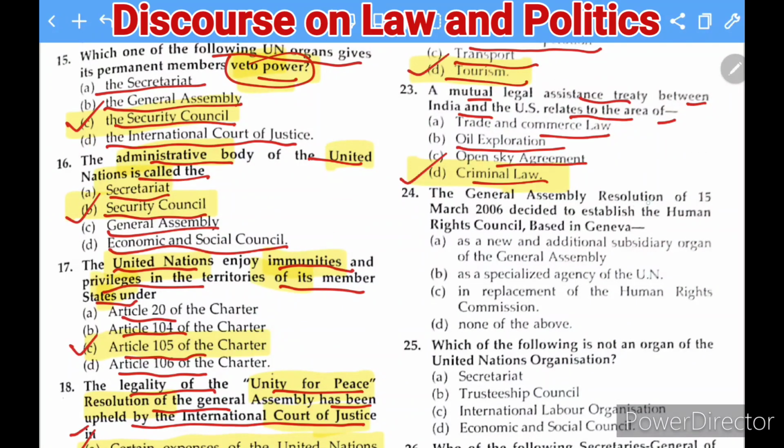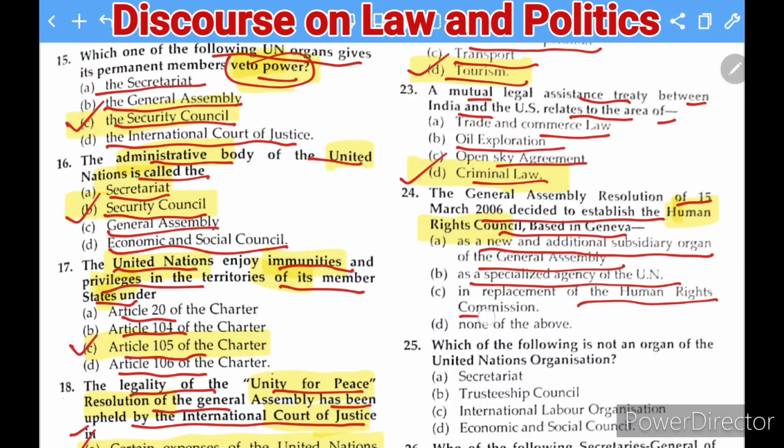The General Assembly resolution of 15th March 2006 decided to establish the Human Rights Council based on. So you all know that in 2006 we have one body, that is the Human Rights Council. So this was based in Geneva on what principles, on what ground? As a body of UN or like that. So the options which are given here: as a new and additional subsidiary organ of the General Assembly, as a specialized agency of the UN, in replacement of the Human Rights Commission, and D, none of the above.